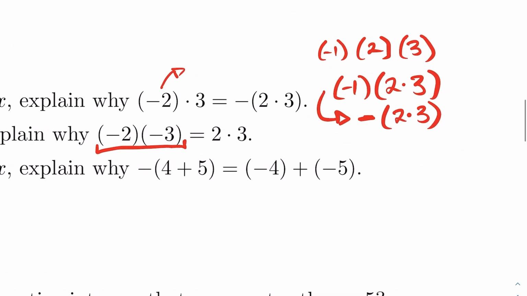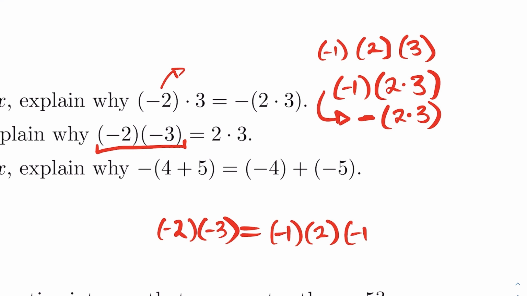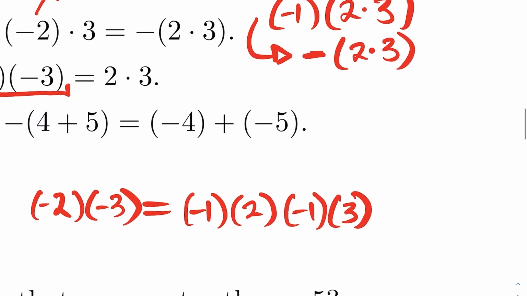So let's go ahead and look at this. We have -2 times -3. If we expand this and take the -1s out of it, what we can do is -1 times +2 times -1 times +3. Well, what do we get here? We get a negative times a negative.